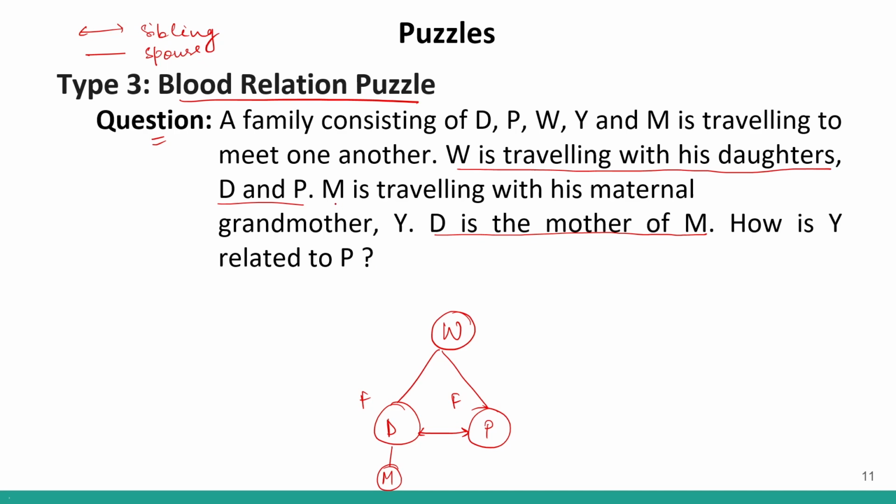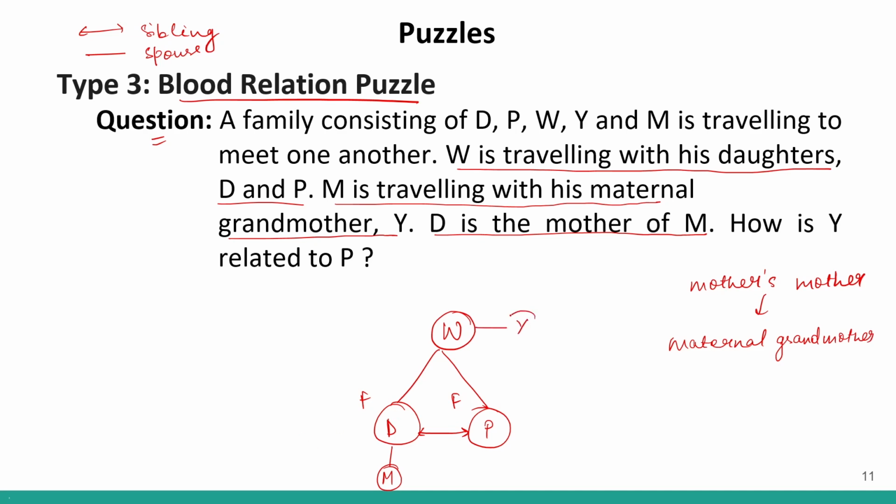Now it is given to us, M is traveling with his maternal grandmother. Maternal grandmother means mother's mother. Mother's mother is basically your maternal grandmother, correct? So M's mother is D and D's mother is Y. So if D's mother is Y, that means W was male.